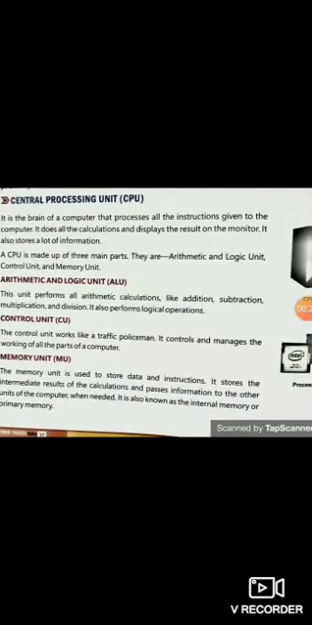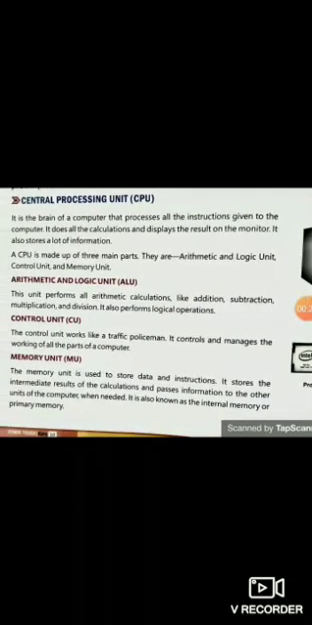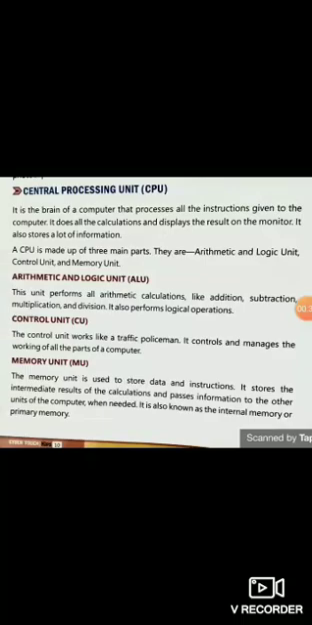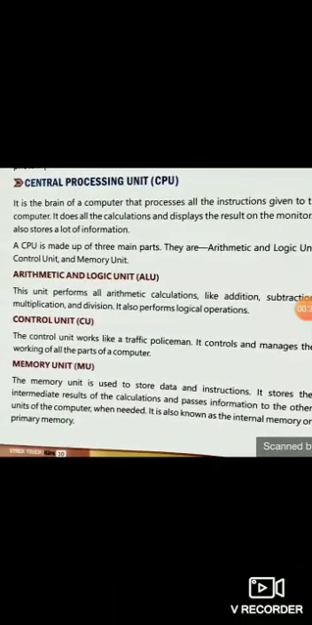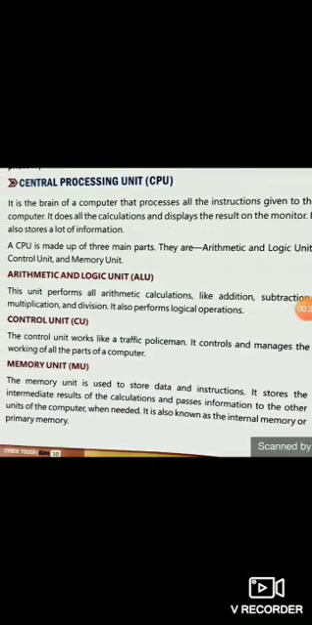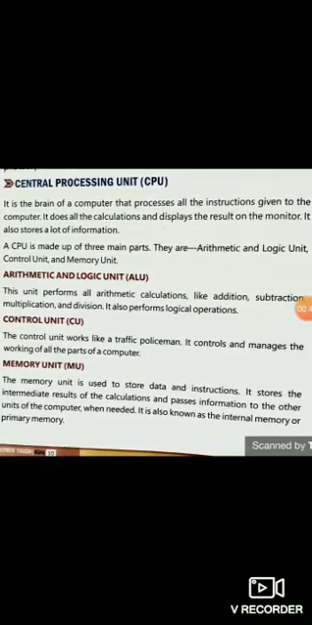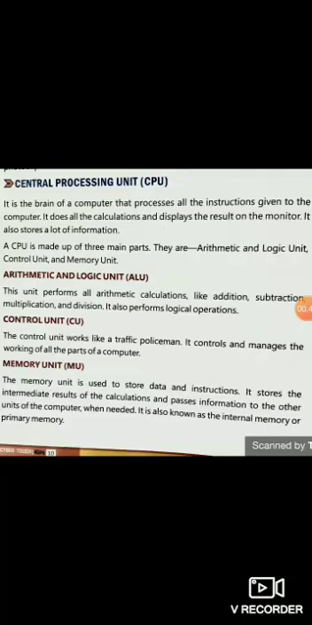So in this slide we will discuss about the brain of the computer, that is CPU, Central Processing Unit. So it is the brain of a computer that processes all the instructions given to the computer. It does all the calculations and displays the result on the monitor. It means जो ये CPU है ये सारे instructions को process करता है and उसके जो सारे results हैं उसको monitor पर display करता है. It also stores a lot of information. It means it can memorize a lot of information at a time.